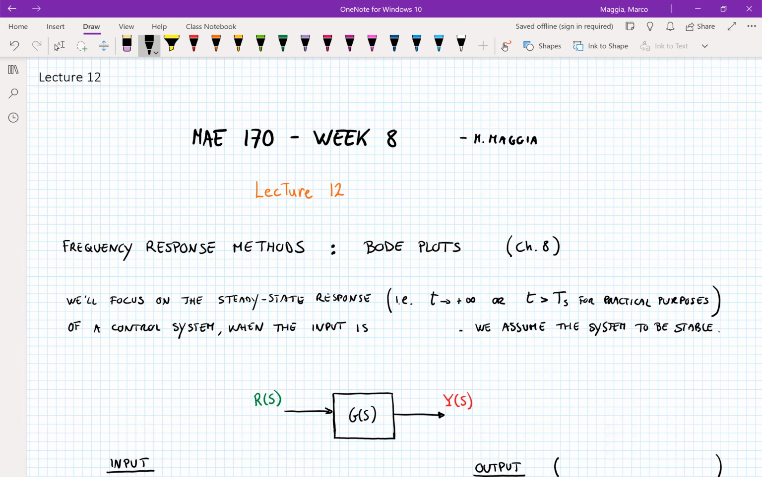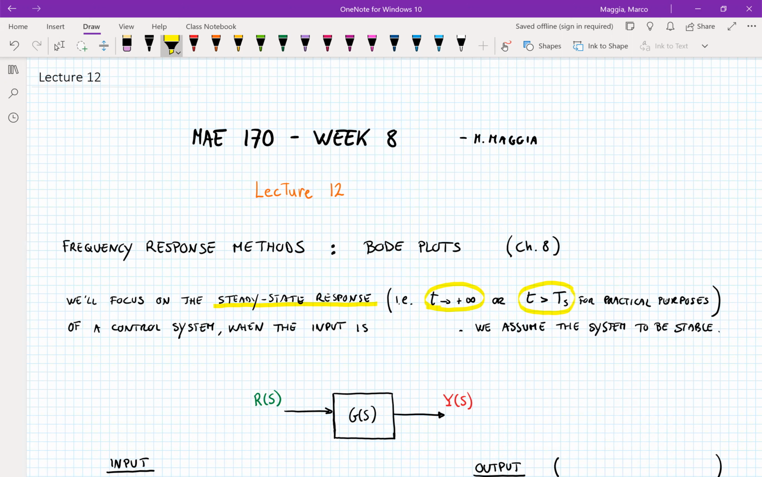So everything starts from focusing on the steady state response. So remember, the response of a system can be divided into two parts. The first part is a transient, and then we have the steady state part. Technically, steady state refers to the time that goes to infinity. However, for practical purposes, we refer to the steady state response as the response that happens after time when the time is greater than the settling time Ts.